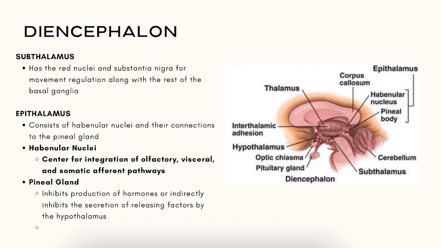Our epithalamus consists of the habenular nuclei and their connections to the pineal gland. The habenular nuclei is the center for integration of olfactory, visceral, and somatic afferent pathways. If you look here, it's connected with your pineal body. Now, your pineal gland inhibits production of hormones or indirectly inhibits the secretion of releasing factors by the hypothalamus. We have pinealocytes and glial cells in the pineal gland, and the pineal secretions produced by the pinealocytes will reach the target organs via the bloodstream or through the CSF. If you recall, it also regulates melatonin release, which is important for our circadian rhythm.